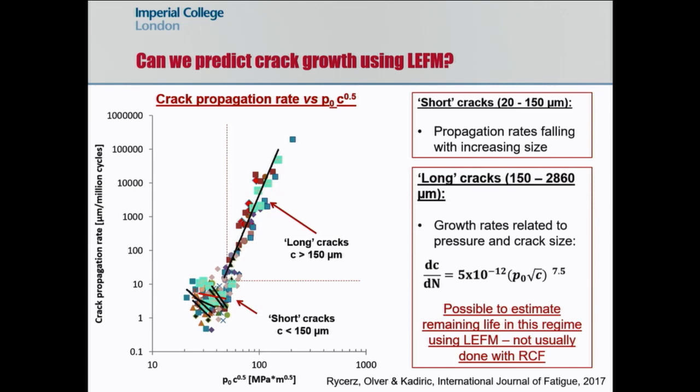So we can even write something that resembles a Paris-type law with exponents and so on. The exponents are not important. It's the first time this was done for rolling contact fatigue, relating propagation rates to pressures, because it allows you to actually predict how long this has got to last. But it does also mean that it appears we can apply linear elastic fracture mechanics to rolling contact fatigue, which is actually a major area of research for us in the future.